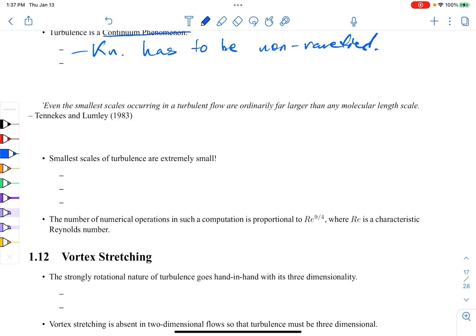This is illustrated in the book by Tennekes and Lumley, which is an amazing introduction to turbulence book for experts. They wrote that even the smallest scales occurring in turbulent flow are ordinarily far larger than any molecular length scale. So that means we have the largest scales of turbulence, we have intermediate scales like Taylor's, and then we have the smallest scales of turbulence, which are like Kolmogorov scales. And then even smaller than that are, of course, all the molecular, intermolecular force scales. But in terms of the Navier-Stokes equations, those scales are way smaller than the smallest scales of turbulence. So we wouldn't necessarily worry about them and just treat it with a statistical technique.